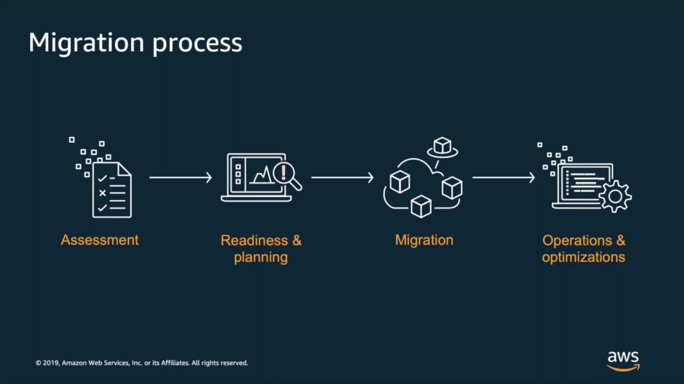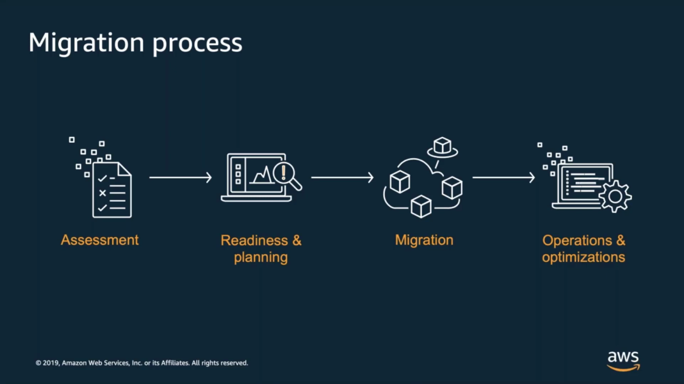Once you migrate, the journey doesn't end. The fourth phase is around operations and optimization. In this particular phase, you will iterate on your new foundation of AWS. You will turn off your old systems and you'll be constantly iterating on improving and optimizing that infrastructure.